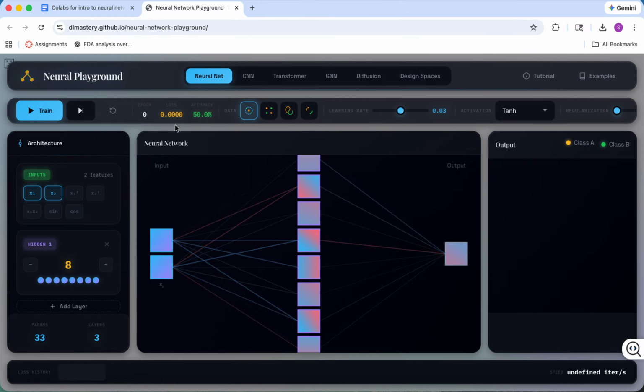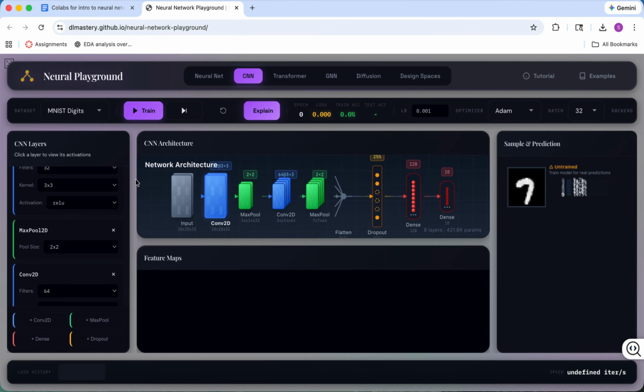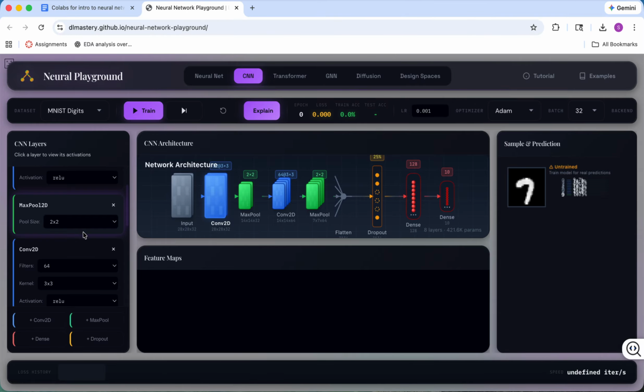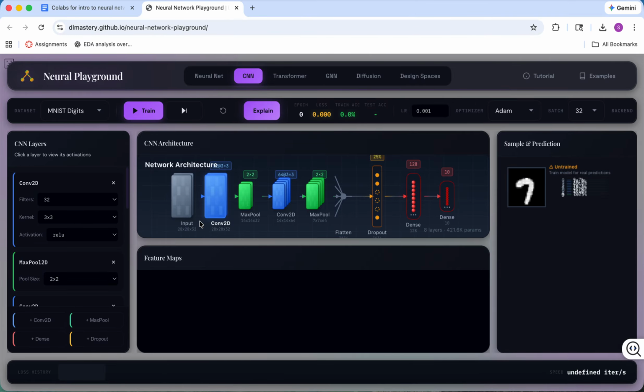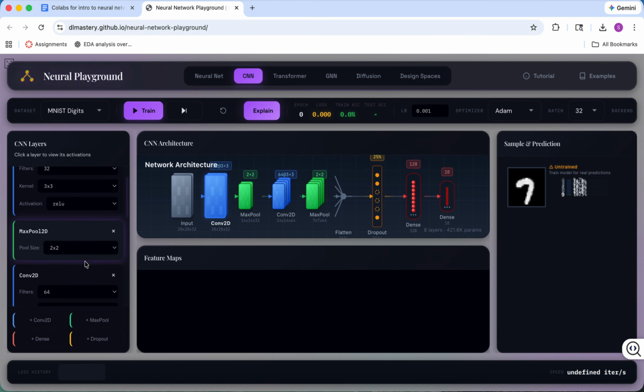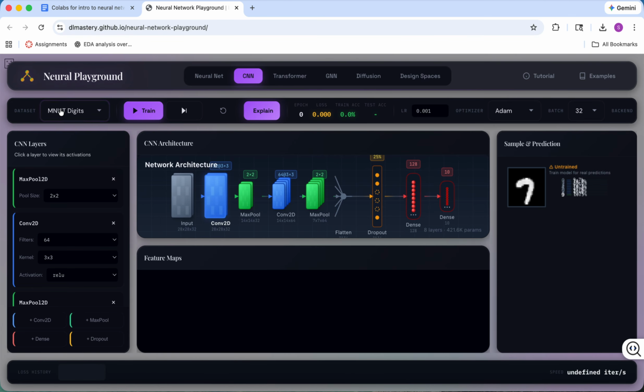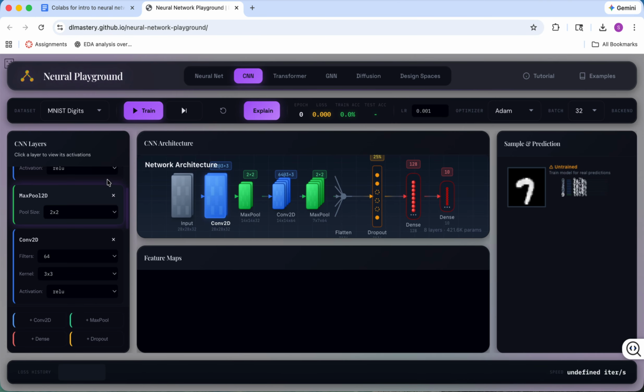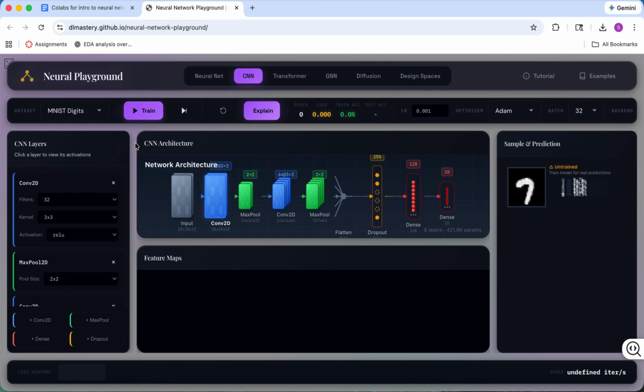Next, if we move to the CNN section, this stands for convolutional neural network. CNNs are mainly used for image related tasks. So this part of the website focuses more on image classification. Here the website uses datasets such as handwritten digits or image datasets and shows how a CNN can learn from them. This section is useful because it introduces a more specialized model compared to a normal neural network, especially for visual data.